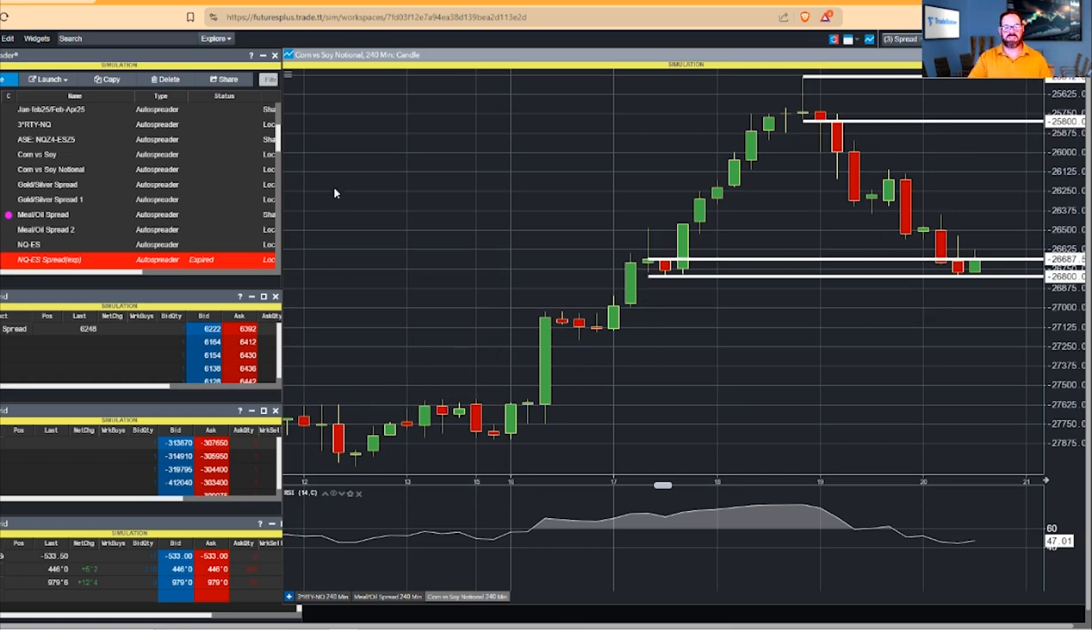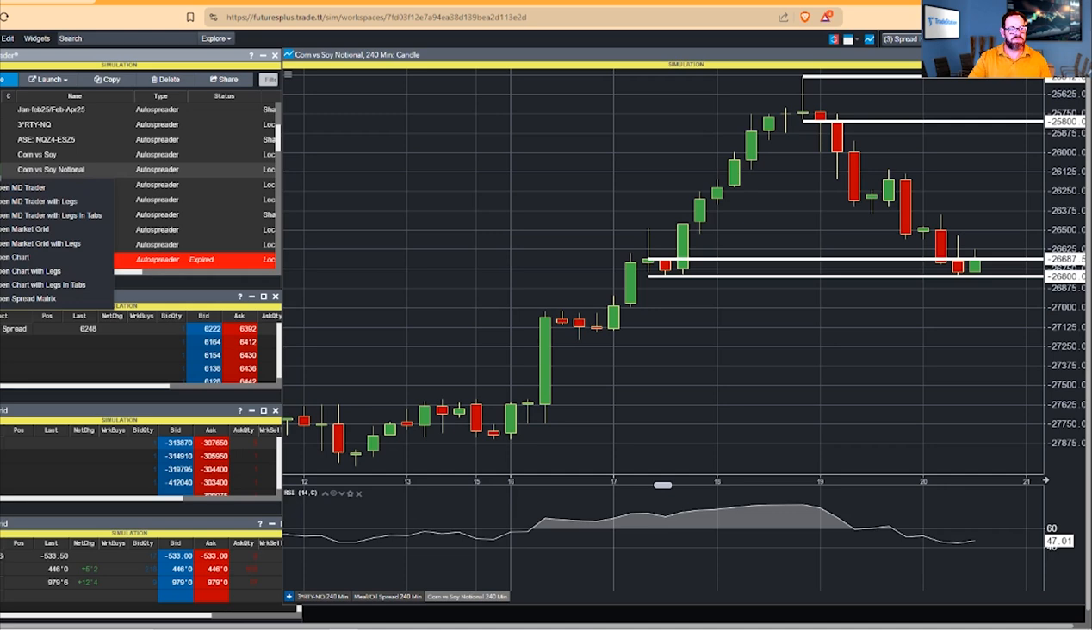I would be looking at trading the spread, which is corn versus soy. I'd be buying corn. That's the first contract, and I expect the prices to continue to go up from here. And I would sell soy at the same time. So we can actually chart this a little differently as well. If I go back to corn versus soy, there we go.